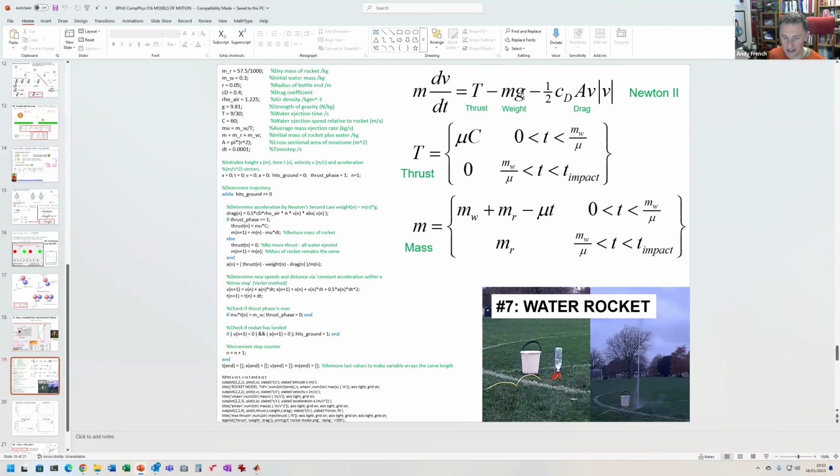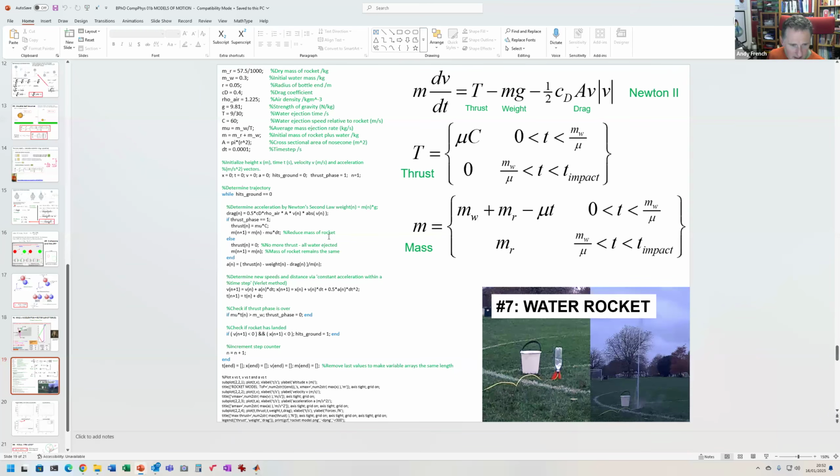Also, the weight is going to change because the mass of the object will change because we're losing water. This is a water rocket. So the mass I reduce by a factor mu, which is kilograms per second, between 0 and when I've got rid of all the water. So the mass of the water divided by the mass ejection rate. And after that, it's a fixed mass of the rocket. So this will be quite difficult to do, but I can do it in a loop.